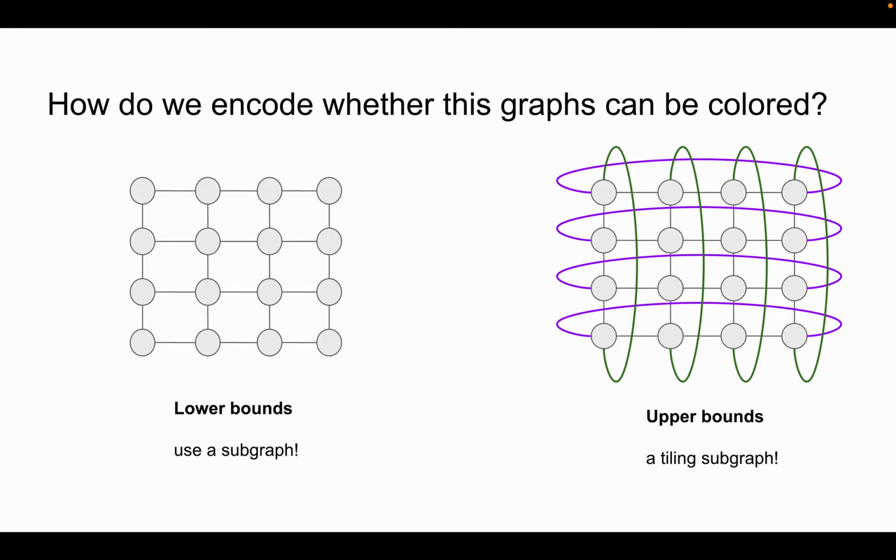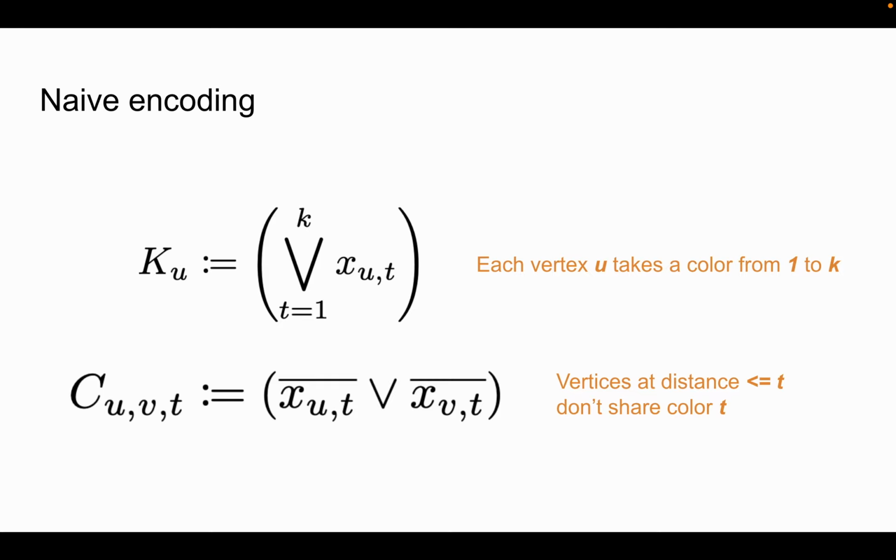But how can we encode the coloring of these sort of finite graphs in a way that's amenable to automated reasoning techniques? First, let us introduce a naive encoding. Define variables x_{u,t} to represent that vertex u is getting color t. Then we need the clauses that assert that every vertex is getting at least one color. We then need the clauses to forbid conflicts. These clauses are created for every pair of vertices that are at distance at most t, and they enforce that they do not share color t.